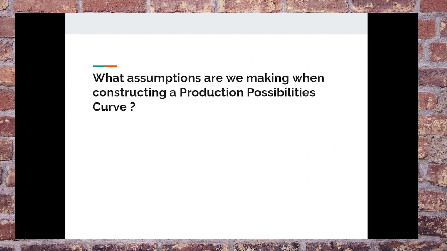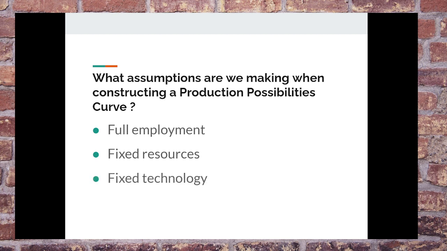Now we're going to make some assumptions when constructing a production possibility curve. We're going to assume that we're at full employment. We'll discuss what full employment means later on, but just understand that all the workers who want to work are working. Our resources, our capital, our land, our labor are all fixed. The only way you can do this is if you fix the resources. Then we have to fix technology. We can't be changing things. Right? So those are full employment, fixed resources, and fixed technology.